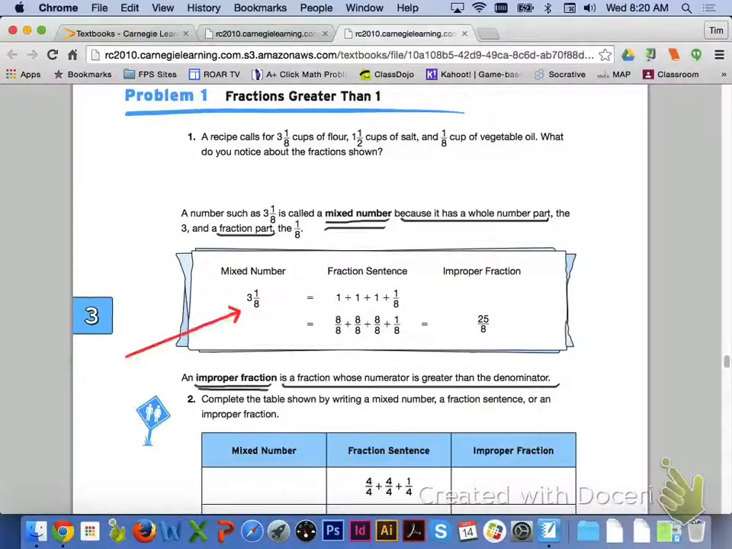A number such as 3 1/8 is called a mixed number because it has a whole number part, the 3, and a fraction part, the 1/8. A fraction like 25/8 is an improper fraction because it is a fraction whose numerator is greater than the denominator.